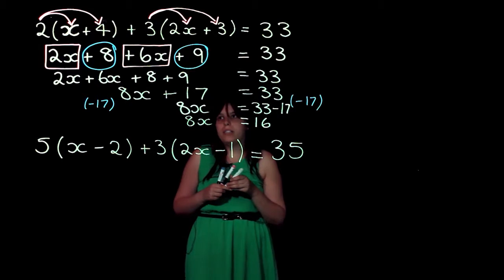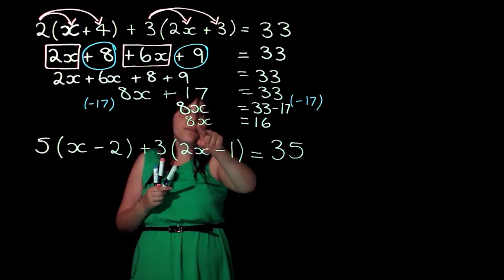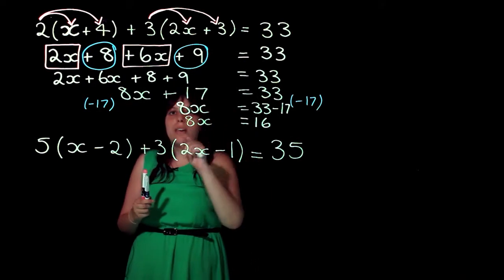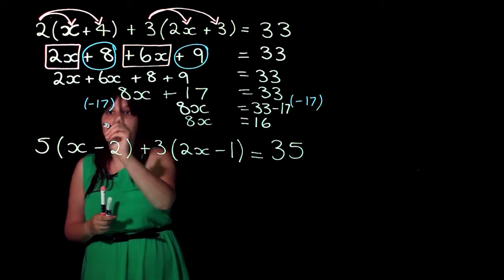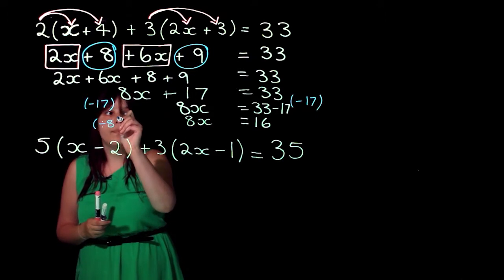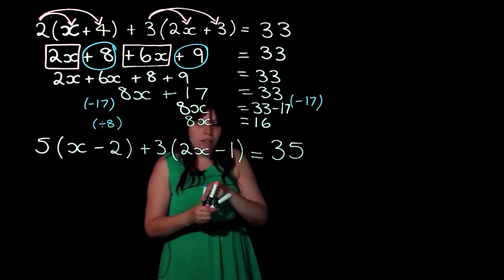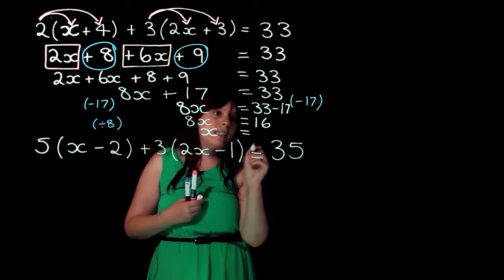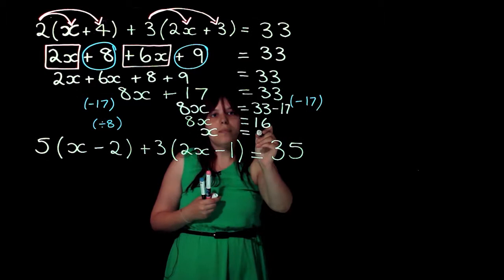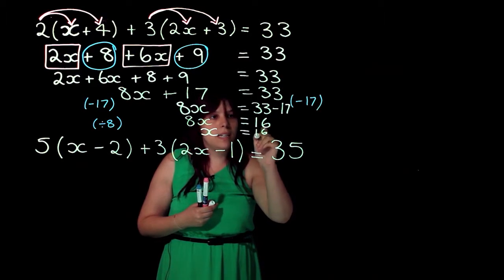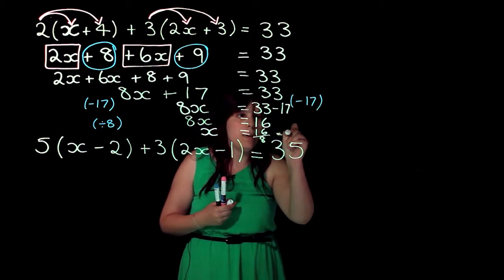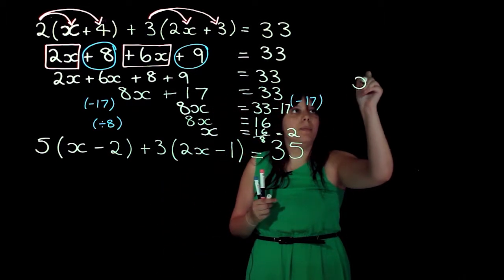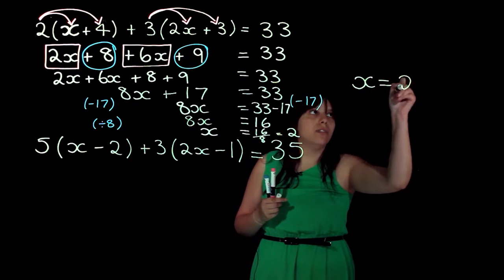And then what we need to do is get rid of our 8 from our 8x. And to do that, we're multiplying by 8, so we're going to do the inverse, which is divide by 8. So 8x divided by 8 is going to just give me 1x. And 16 divided by 8 is going to give me 2. So our solution is going to be x equals 2.